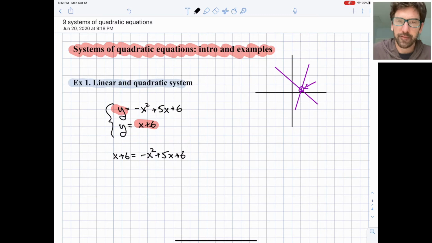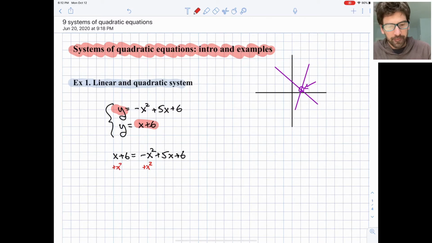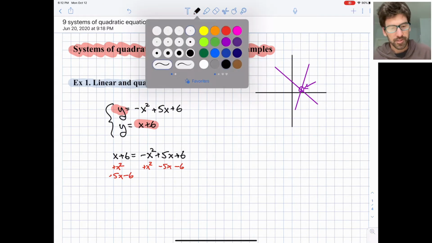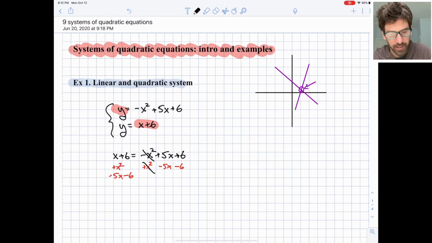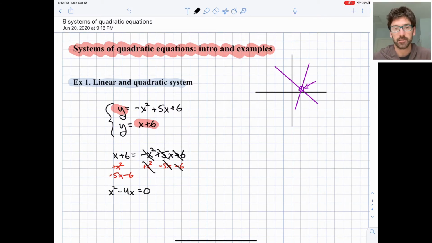And I always like having a positive a value, a positive x squared coefficient. So let's get everything on the left. Let's add x squared to both sides. Let's subtract 5x from both sides. Let's subtract 6 from both sides. Okay, and then let's see what we end up getting. On the right side, these all cancel. On the left side, we have an x squared. For our x terms, it looks like we have a minus 4x. And then it looks like our 6's cancel. So x squared minus 4x is equal to 0.